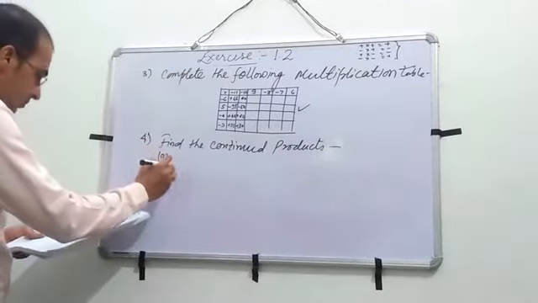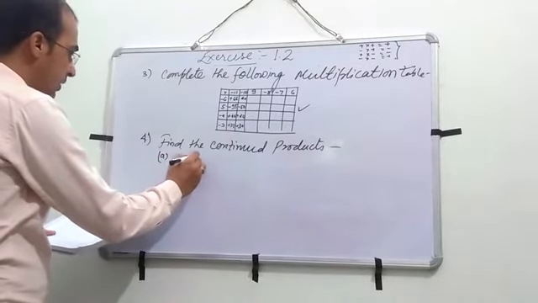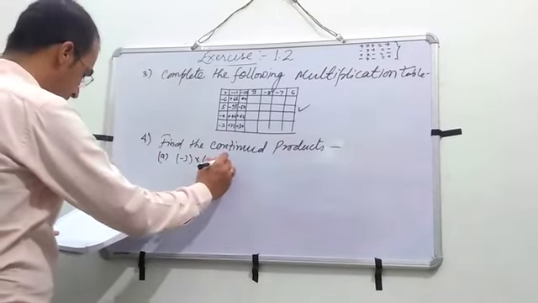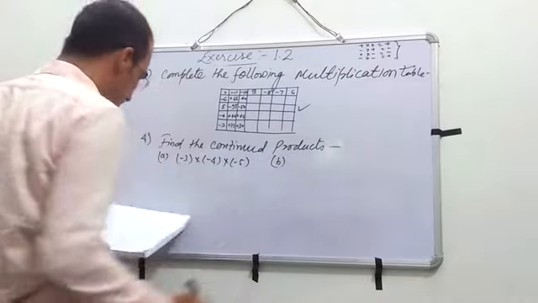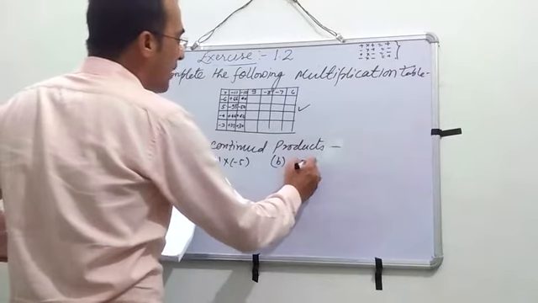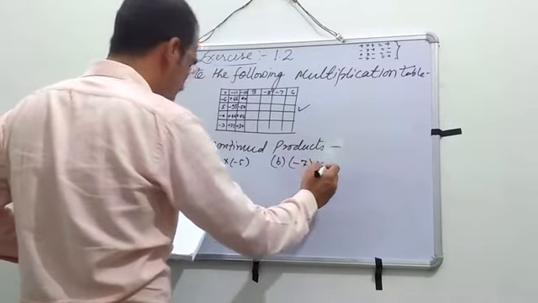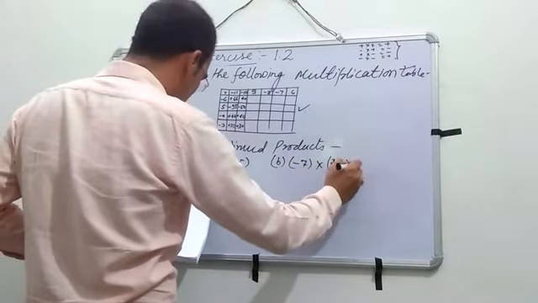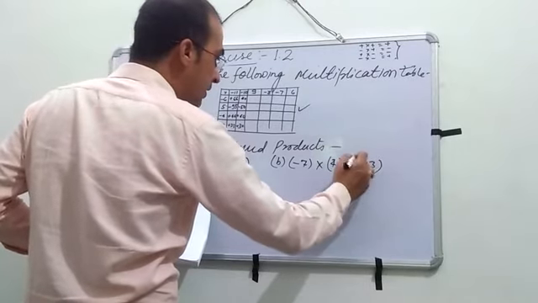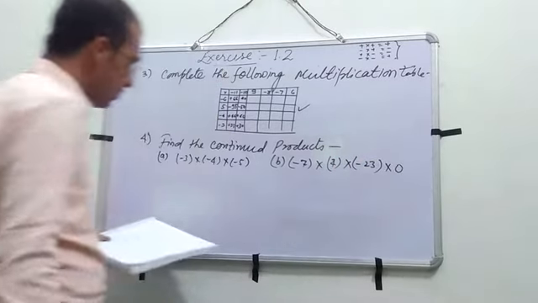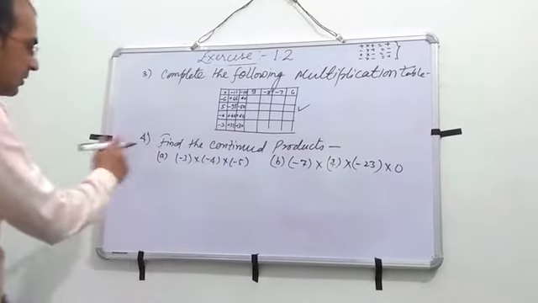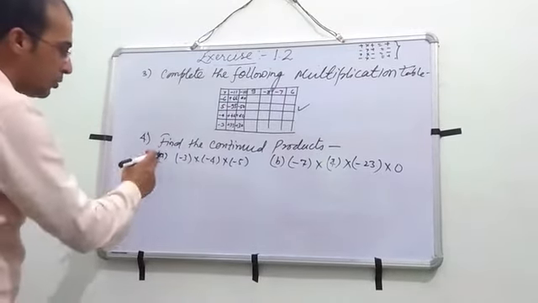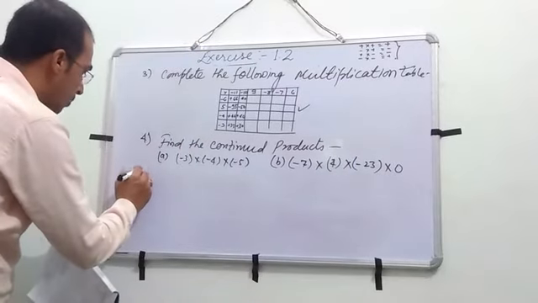Part A is given: minus 3 into minus 4 into minus 5. B is given here: minus 7 into 4 into minus 23 into 0. And C part, D part also given. So you can see these two parts of question number 4. What will be the solution?